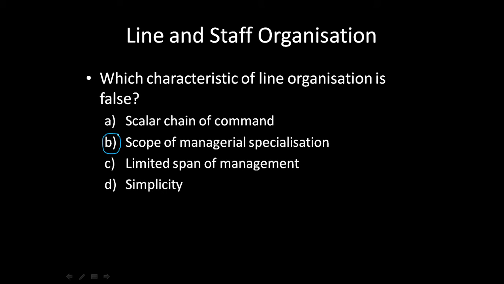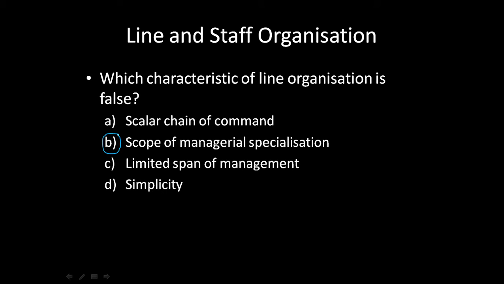So that's why limited span of management is a characteristic of line organization, and line organization is the simplest to understand. So A, C and D all fit for line organization, but not B. Why not? Scope of managerial specialization is very limited. Why? Because managers are only interested to do the same thing over and over again. So they don't get specialized in managing. They only get specialized in the work.